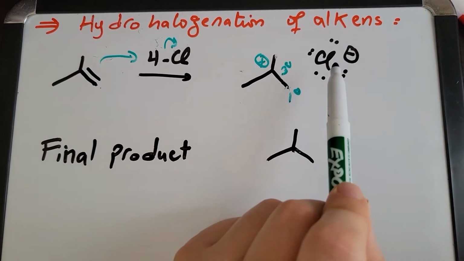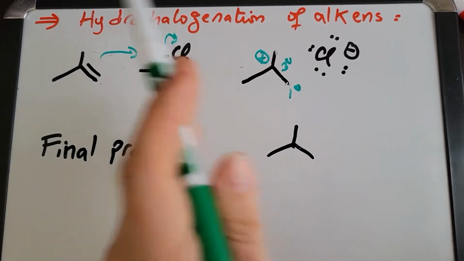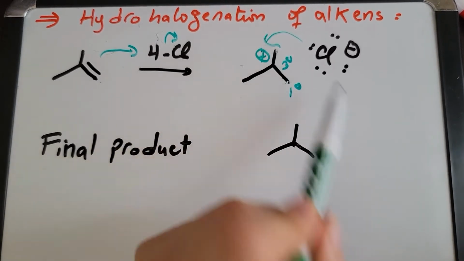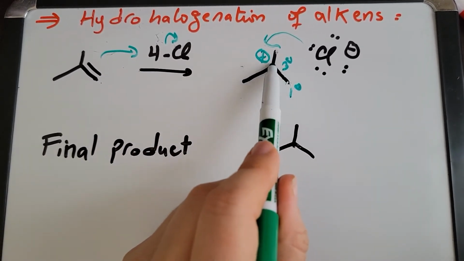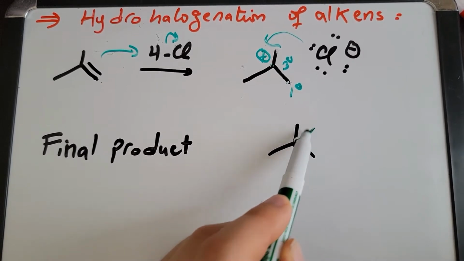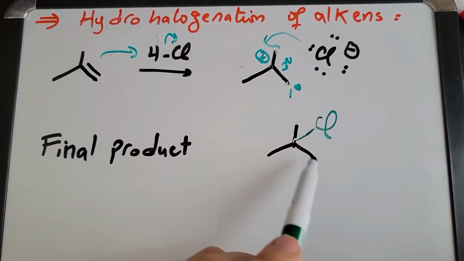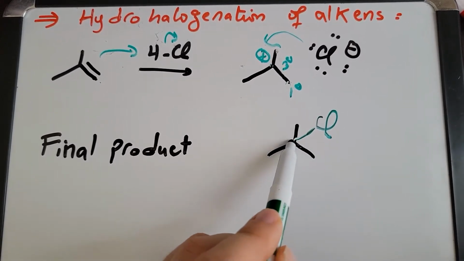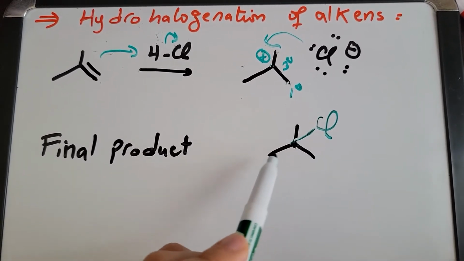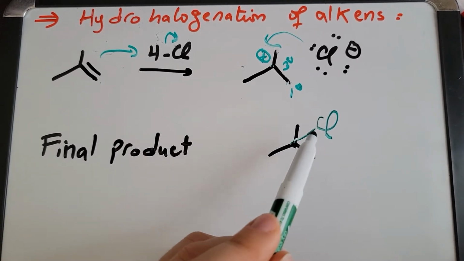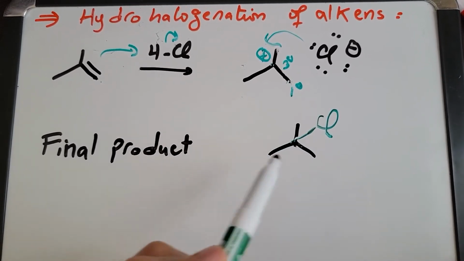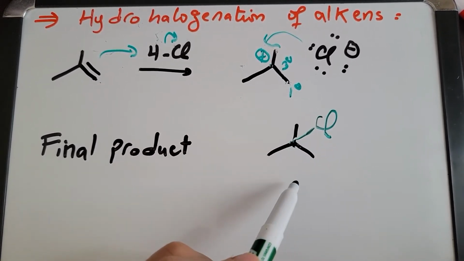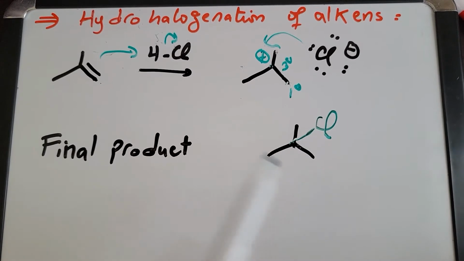So here we have the chlorine atom, which is the nucleophile in this second step, will attack the carbocation and will be bonded to it. Here it is. So this is the final product for this reaction. Since it's not a chiral carbon, since we have a methyl group, a methyl group, a methyl group, and chlorine, we have three similar atoms bonded to this carbon here. We can say that it's not chiral, so we don't worry about stereochemistry.